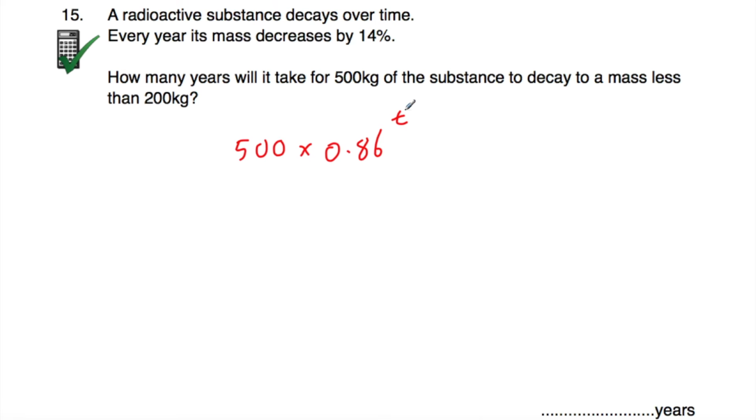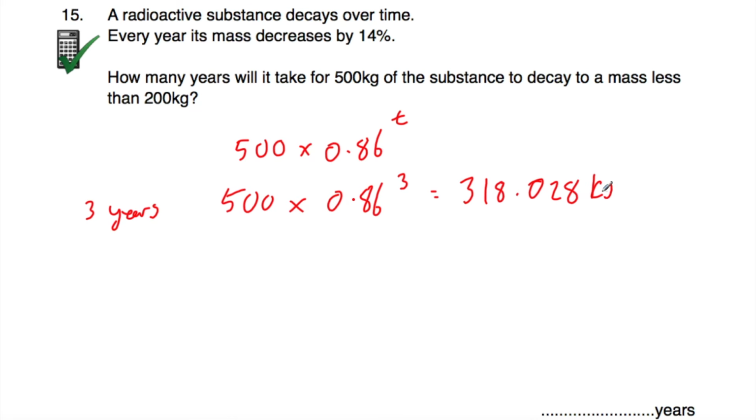And in this question, we need to change the powers and find at which particular number of years the mass will decrease to less than 200 kilograms. So let's try different numbers of years. So let's try 3 years to begin with. So for 3 years, we'd have 500 multiplied by 0.86 to the power of 3. And when we do that, that's equal to 318.028 kilograms. Now, that's not less than 200 kilograms, so we need to try a bigger number.